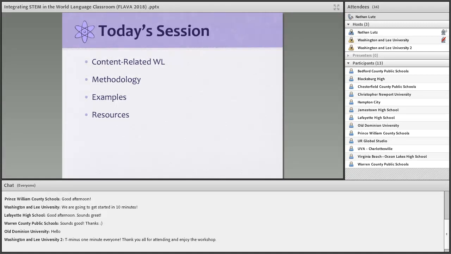All right, so for today's session, we're going to talk about content-related world language learning. We'll go through the methodology of doing so. I've got some examples, and I've also got some resources. There will be some opportunities for interactivity throughout the session. That'll give me a chance to catch my breath, but it'll give you all in the various sites an opportunity to process what you've been hearing and think about applying it to your particular learning scenario, which may not be exactly the same as mine, for instance.